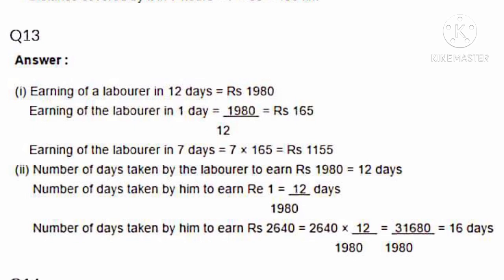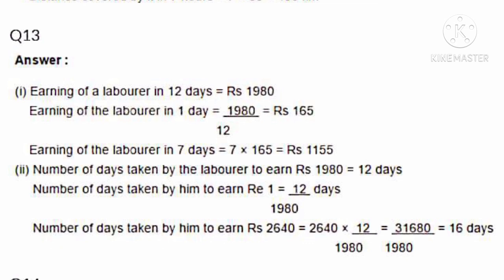Okay. Next question number 13. A laborer earns rupees 1980 in 12 days. First part, how much does he earn in 7 days? So the laborer in 12 days earns 1980. That means in 1 day he will earn 1980 divided by 12, that is 165. So in 7 days he will earn 7 into 165, that is rupees 1155.